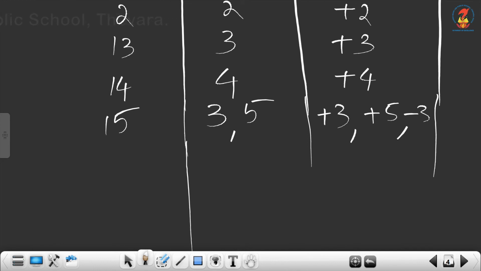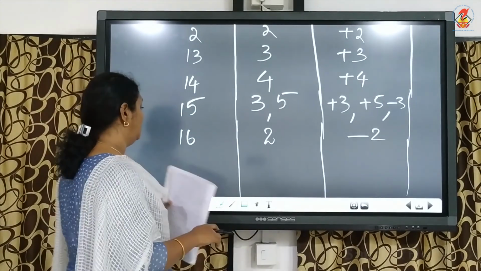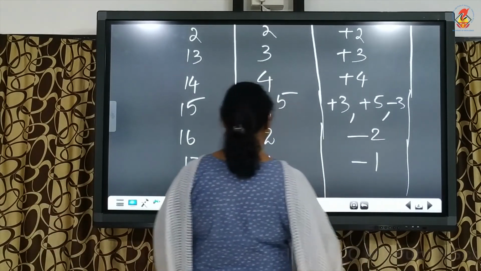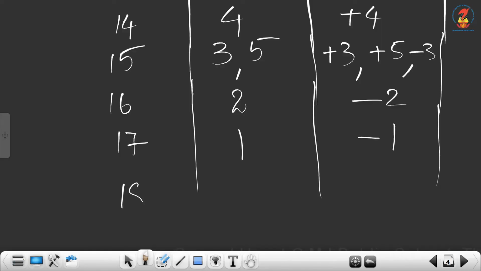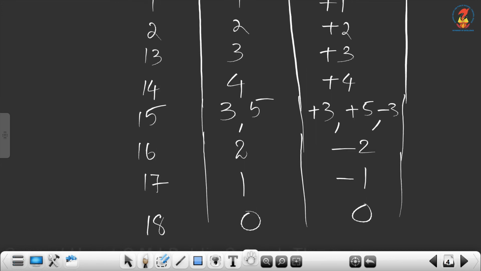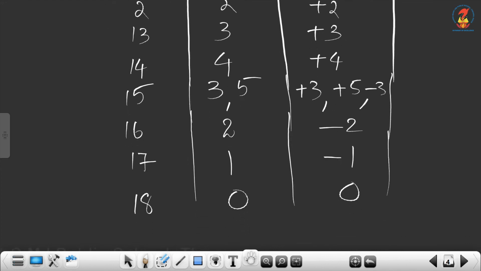Now next is 16, valency is 2 and oxidation number is -2. -2 shows that it's very easy to gain 2 electrons for group 16 elements. Now 17, valency is 1, -1, and 18, valency 0, oxidation number 0. So this is the table of group with valency and oxidation number.